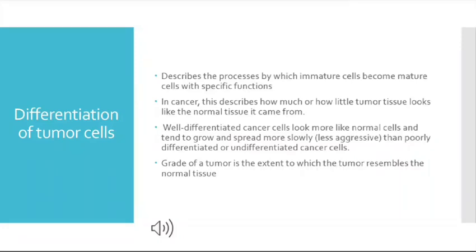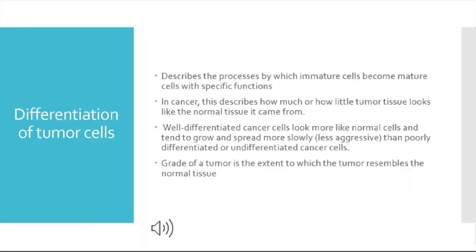Differentiation describes the process by which immature cells become mature cells with specific functions. However, in cancer, this describes how much or how little the tumor tissue resembles the normal tissue it came from. Well-differentiated cancer cells look and behave more like the normal cells in the tissue they started to grow in.